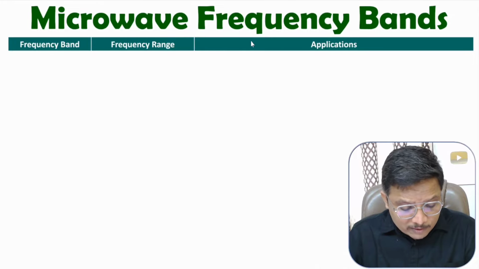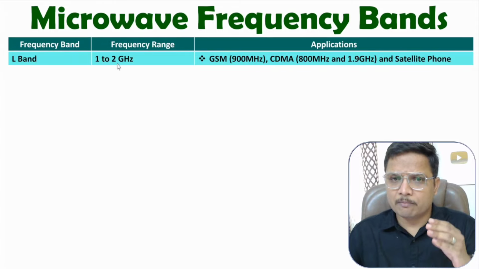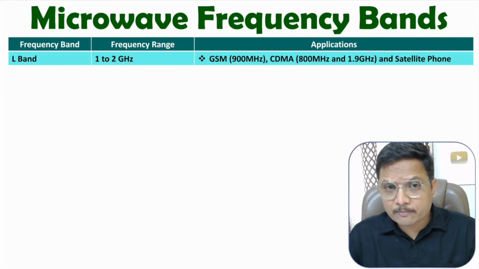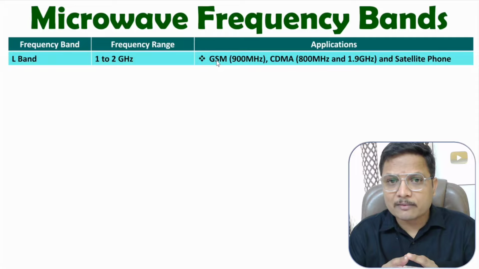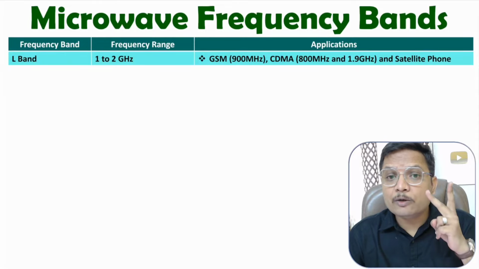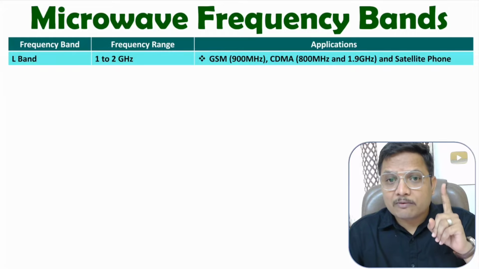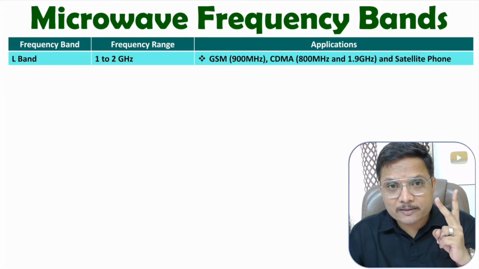If you talk about the first microwave frequency band, that is the L band. The L band has a frequency range from 1 GHz to 2 GHz. With this frequency range, there are many applications. One of the popular applications is GSM, Global System for Mobile Communication. Our mobiles communicate using GSM, which has two frequency bands: one is 900 MHz and the second is 1800 MHz.